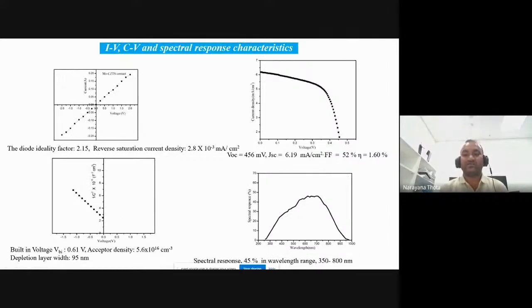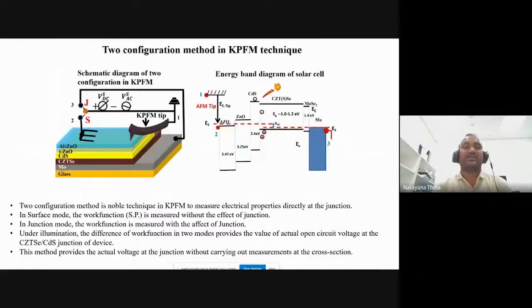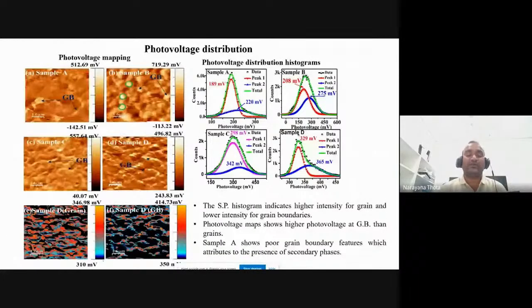So these cells show the efficiency curves, 1.6. And we have done some KPFM measurement to study the photovoltage distribution across the grain and grain boundary. The photovoltage is higher at the grain boundary compared to the grain. We tried to contact IBM people, who reported the highest efficiency in this type of solar cells. We requested some solar cells, they provided them, and we have done the photovoltage distribution measurements.